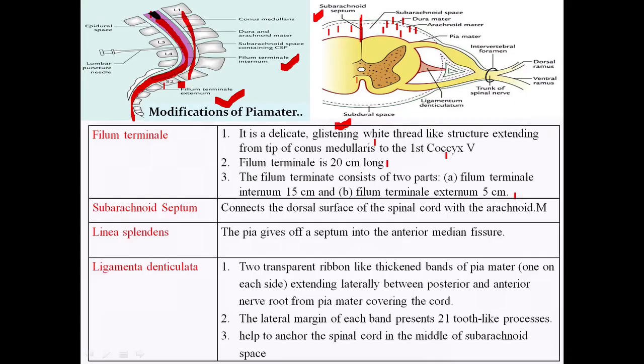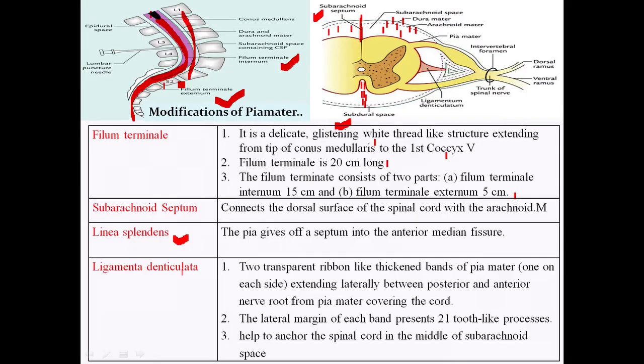Likewise, in this photograph, it was not mentioned, but at the anteromedian fissure level, where I made the dotted lines, you can read it as the linea splendens. The Pia Mater gives off a septum in the anterior median fissure.